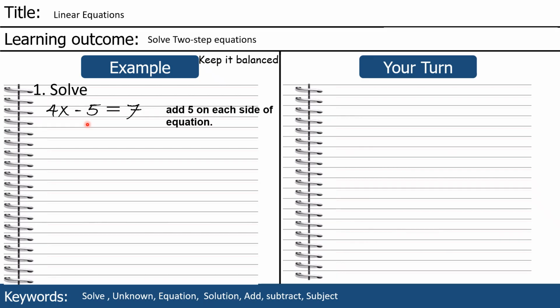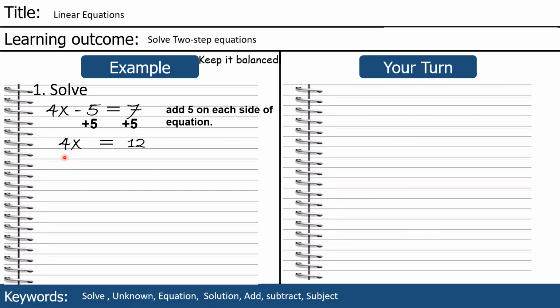On our left hand side of the equation, we should add 5, and on our right hand side of the equation, we should add 5. And this is to ensure that the equation remains balanced. So now we have 4x being equal to 12.